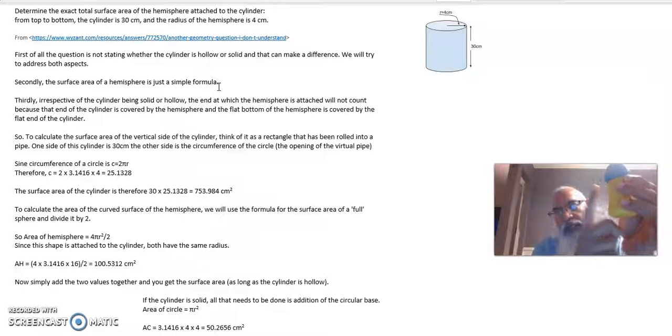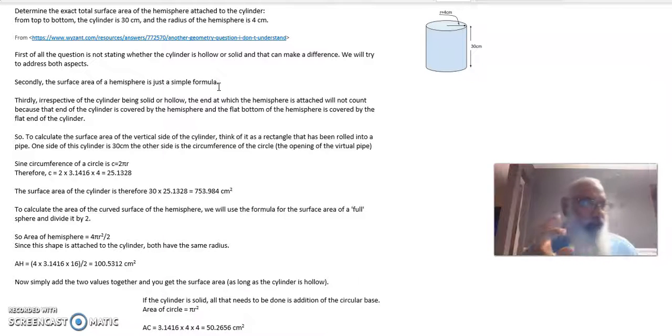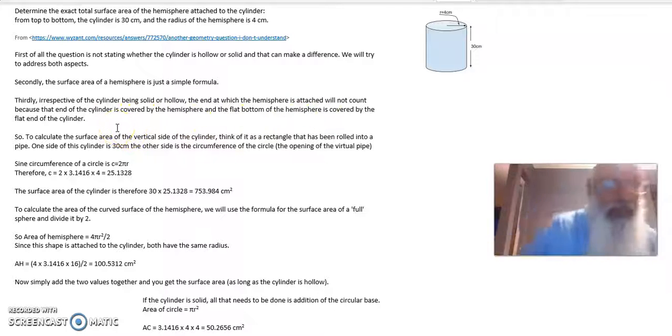And then if it's solid, then we will also need the bottom of this cylinder. If it's hollow, then of course it doesn't have a bottom because it's like a pipe, and so that won't be needed. So that's the difference. And then the third thing is that irrespective of the cylinder being solid or hollow, the end at which the hemisphere is attached will not count because that end of the cylinder is covered by the hemisphere. So I've just explained that visually, so I hope that makes sense.